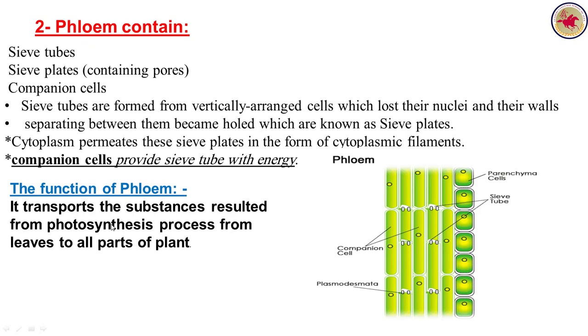Phloem, another vascular tissue inside the plant. This tissue is used in transportation of food, after being made inside the leaves and stem or the green parts by the photosynthesis process, to the lower parts of the plant, the upper part and the lower part. Phloem contains sieve tubes, sieve plates, and companion cells. How is it formed? It is formed by different cells, one following another.